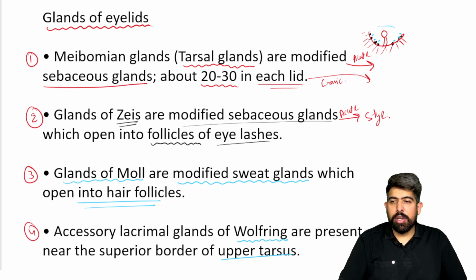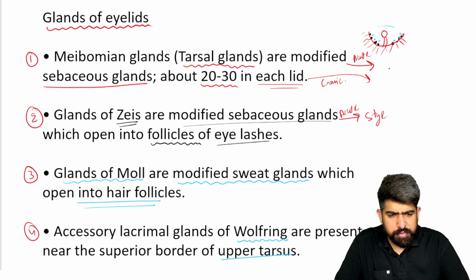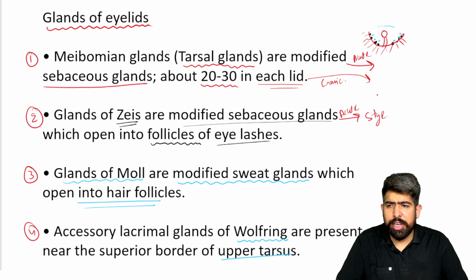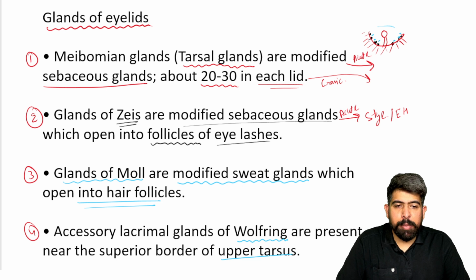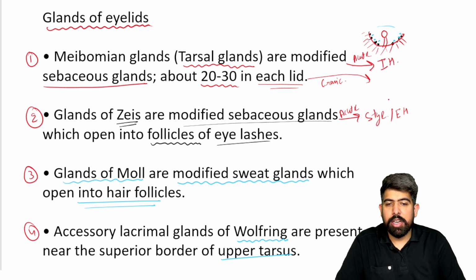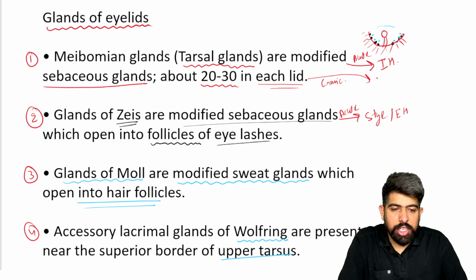We'll talk about it also in the brief Q&A session about the stye. I hope you remember this is the acute inflammation of your gland of Zeis. The stye is also known as your external hordeolum, right? External hordeolum. If I'm talking about the meibomian gland, its acute infection is known as your internal hordeolum, right? Internal hordeolum, and the chronic inflammation of your meibomian gland is known as your chalazion.